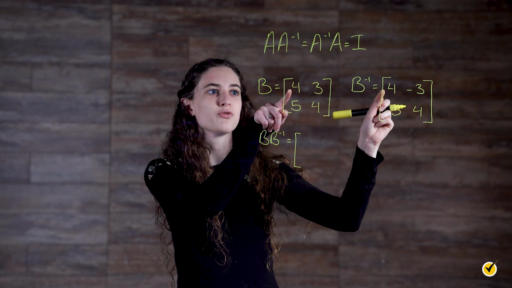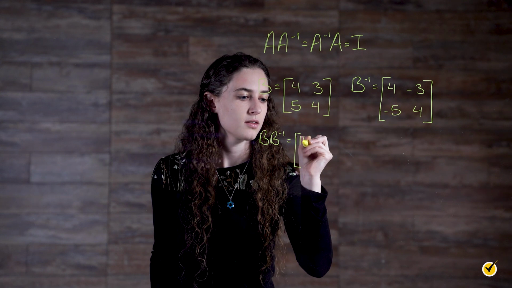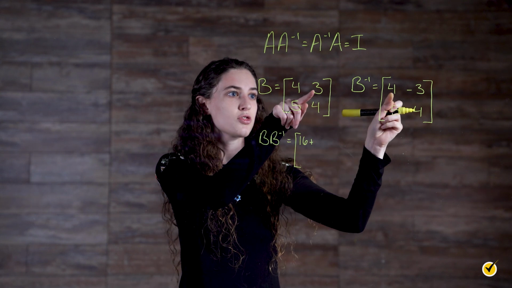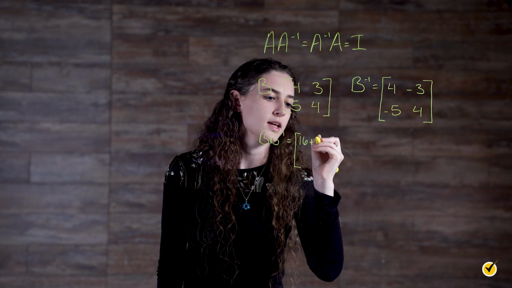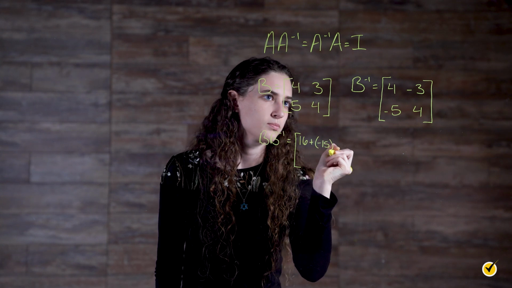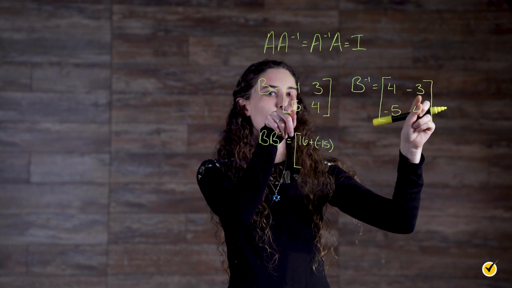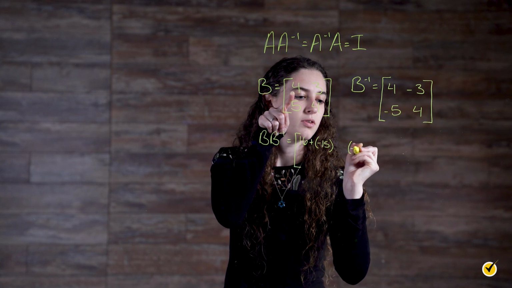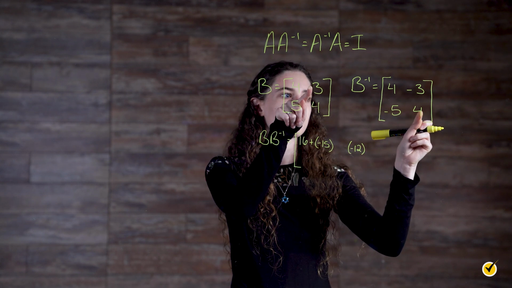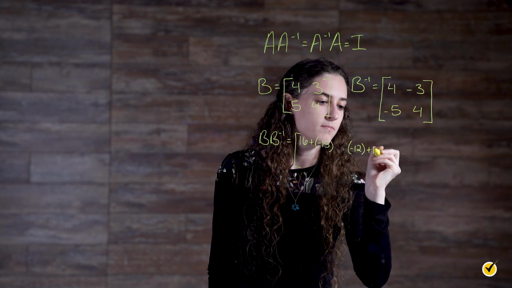To do this, we do 4 times 4 is 16, plus 3 times -5 is -15. For our next element, we're going to do 4 times -3 is -12, plus 3 times 4 is 12.